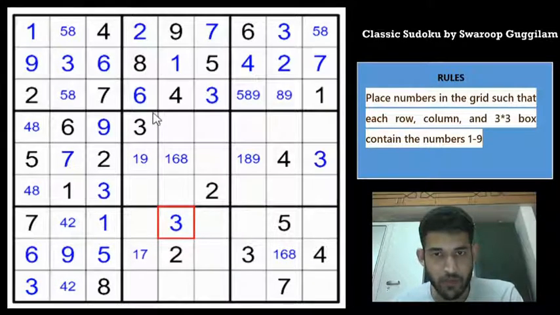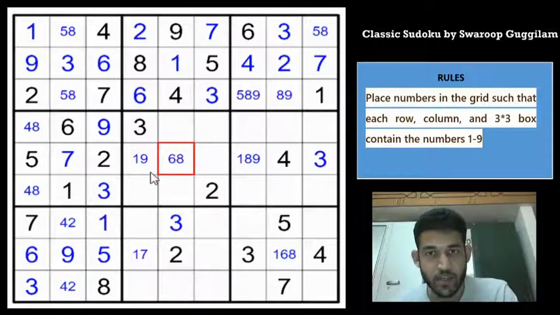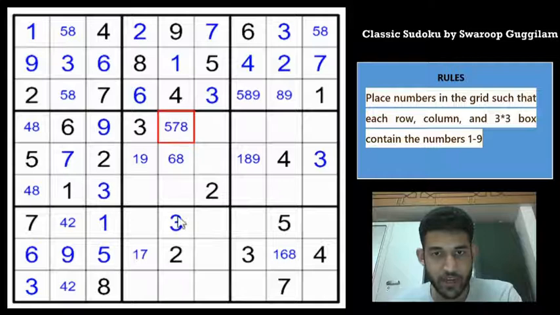Let us look at maybe column 5. 1, 4, 9, 2 and 3. Remaining digits are 5, 6, 7 and 8. This can't be a 1, right? Because 1 is here. So this is a 6 or 8. And this can't be a 6. So this is a 5, 7, 8. And this is a 5, 6, 7 and 8, and this can't be a 7 or 8, so this will be a 5 and 6.